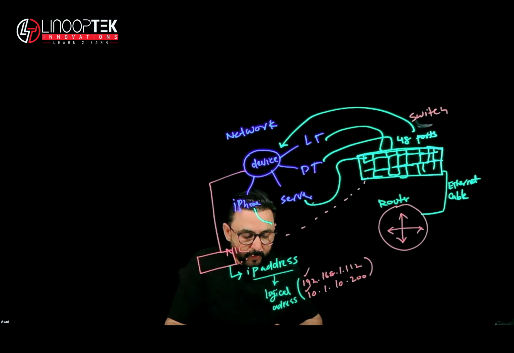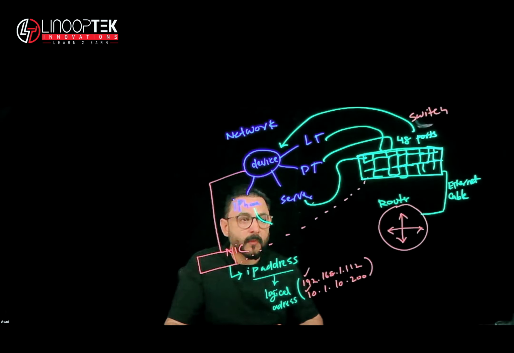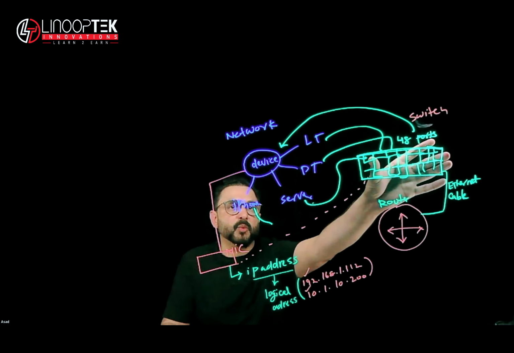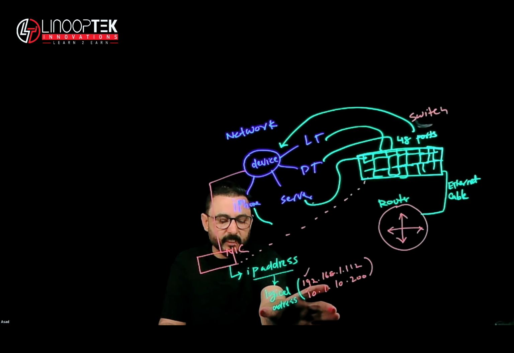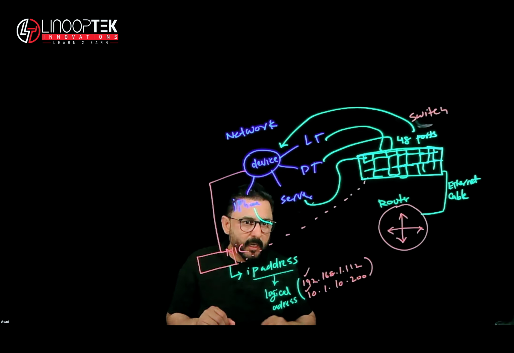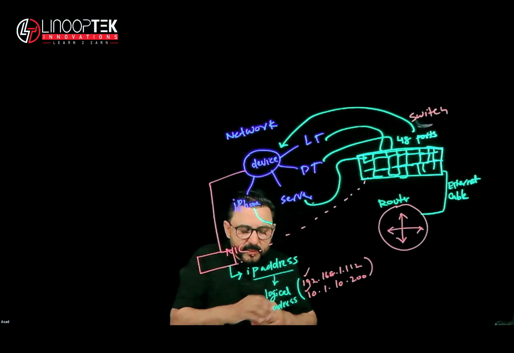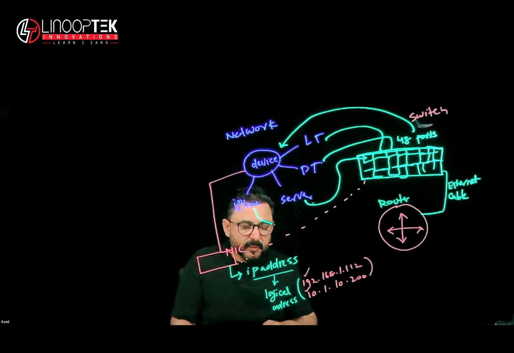Okay, and if I go back to my slide over here, what else do I need to add? So we got the router, we got the switch, we got the device, we got the IP address, we got the network card. What else do we need? How do we protect this network, ladies and gentlemen? What is needed to protect this network?